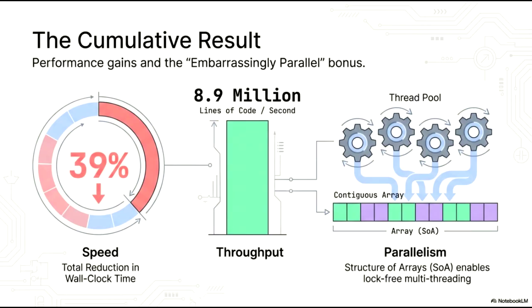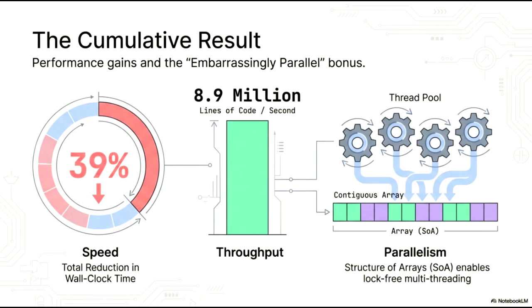This slide illustrates the cumulative results of our optimization strategies, highlighting both the significant performance gains and the benefits of what we call the embarrassingly parallel bonus. First, we achieved a substantial 39% reduction in total wall clock time, which represents a major leap in overall processing speed. This improvement is further reflected in our throughput metrics, where the system now processes an impressive 8.9 million lines of code per second.